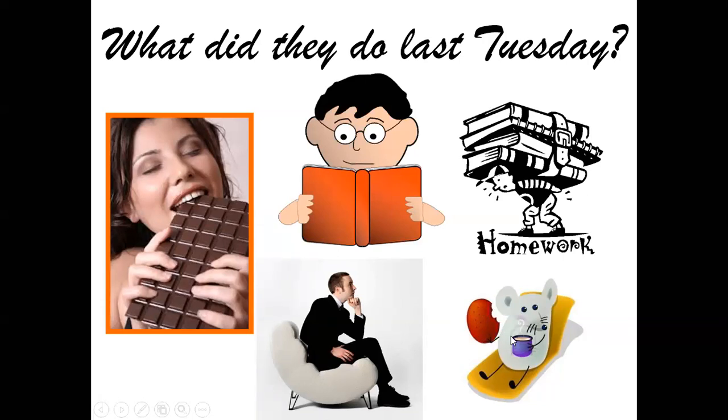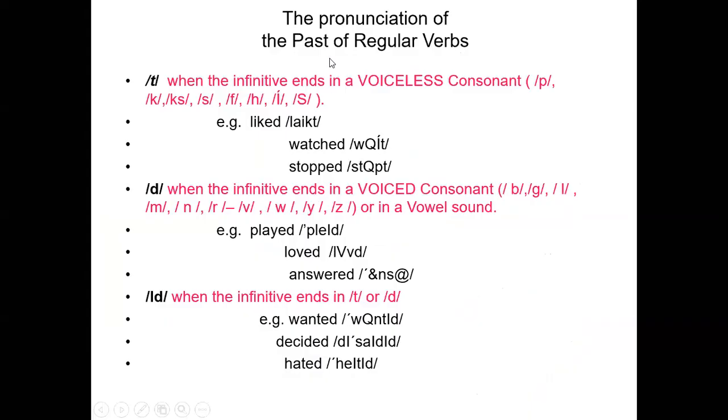So the main purpose of the practice is that we have to recognize if we mention the specific time, it means that we're using the simple past. What did they do last Tuesday? Last Tuesday, a specific time. So we use the simple past to answer with a verb. He did his homework. He read a book. She ate a chocolate bar. Okay?